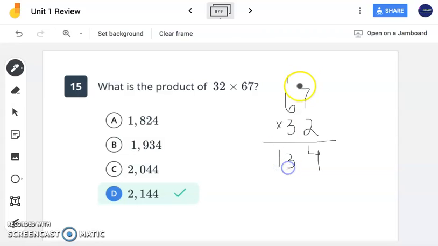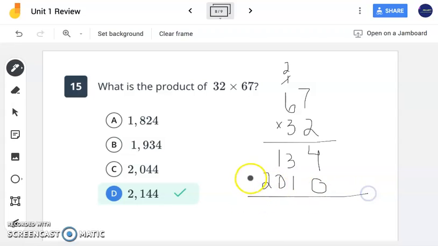I cross out anything on top. As I move to the digit in my tens place, I add my placeholder 0, my magic 0, showing that I'm multiplying by 10. Now I have 3 times 7 is 21. I'm going to carry my 2. My 1 goes in my tens place. 3 times 6 is 18, plus 2 is 20.